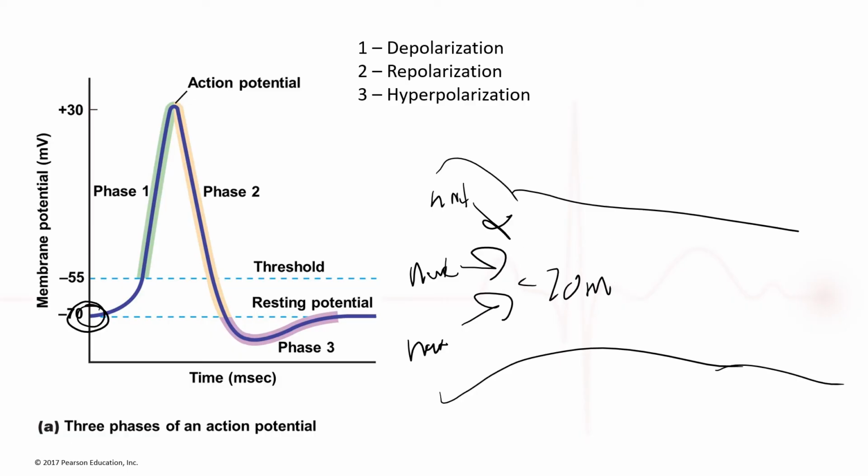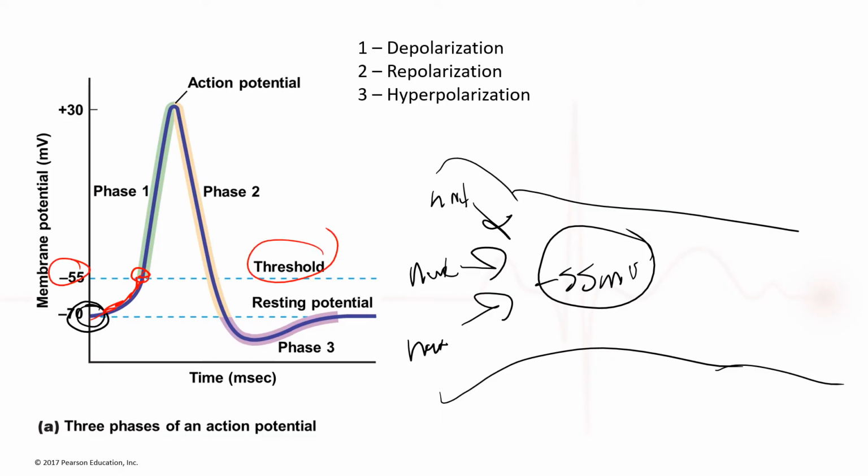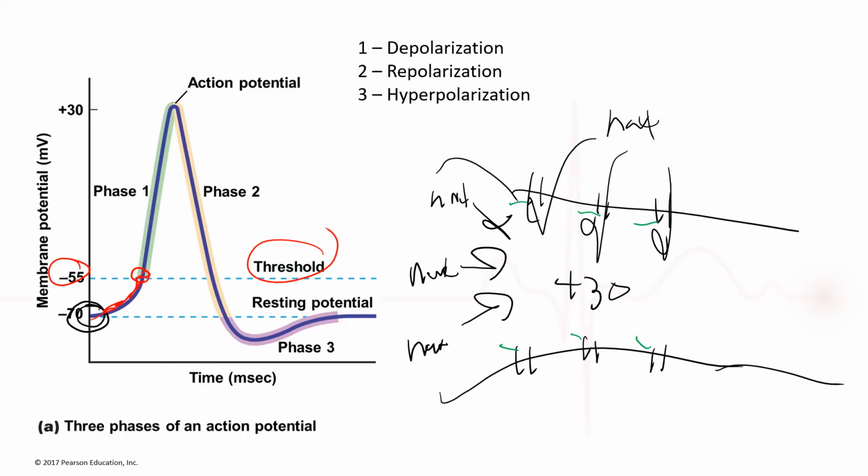And if the hillock gets up to negative 55 millivolts, then what's going to happen? We'll do this in red. Then we're going to hit threshold. That's what is depicted right here. Threshold of negative 55. What happens at threshold? Well, the voltage-gated sodium channels, specifically their activation gates, open. And when their activation gates open, sodium rushes in, and it drives the interior up to positive 30 millivolts. That's what's being depicted right here. We drive the interior up to positive 30 millivolts.